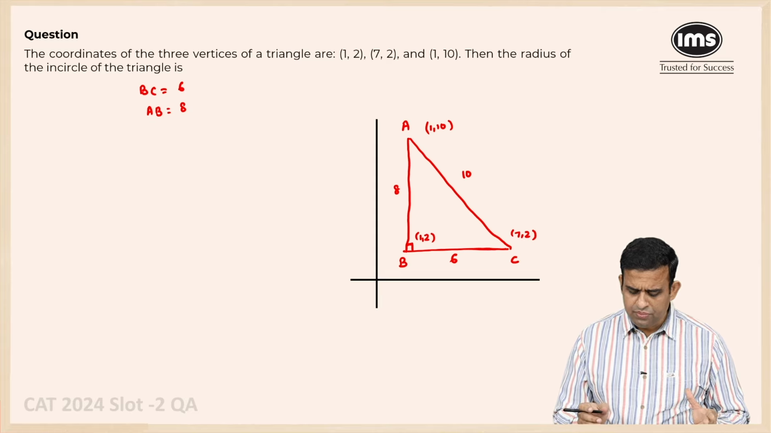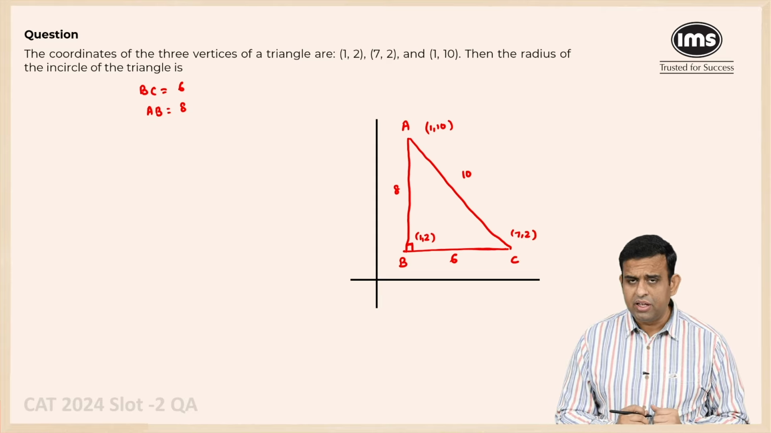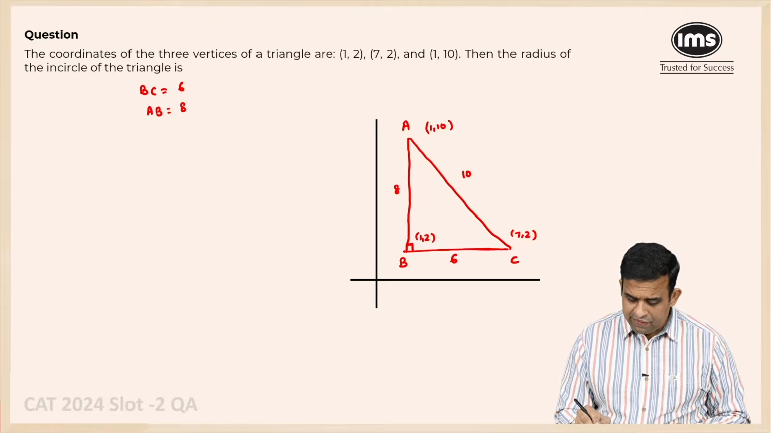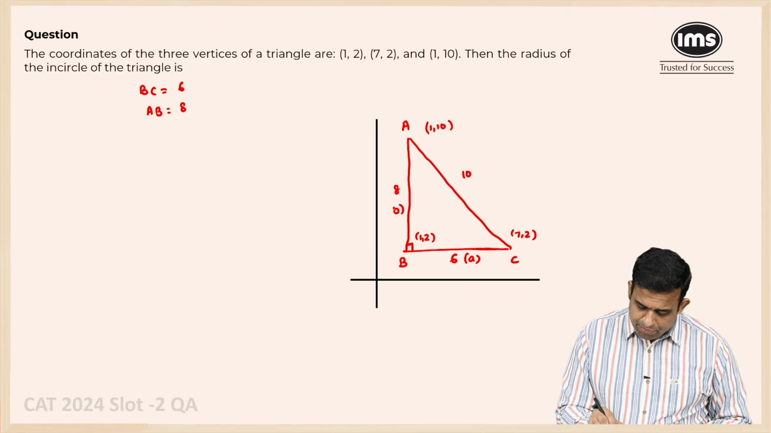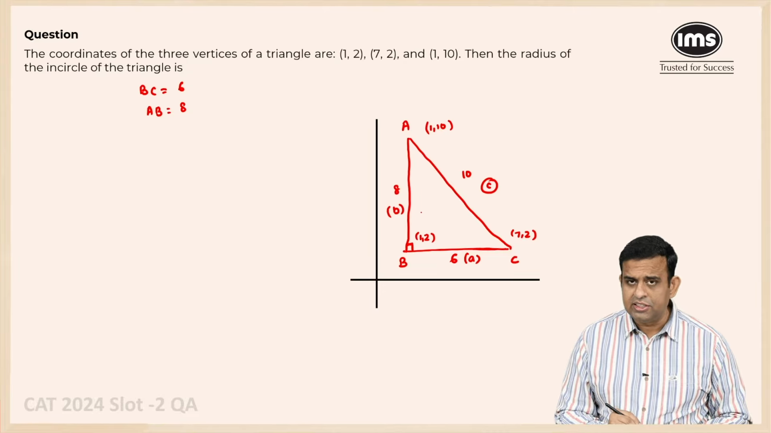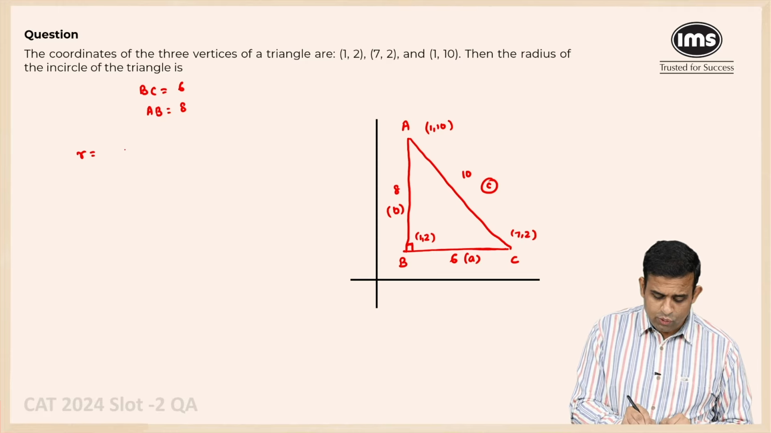Now, how to find out the inradius for a right angle triangle? The simple answer in this particular case is, if I take this as side A, this as B, and this as C, the inradius, the simple result known to us, is (A + B − C) / 2.